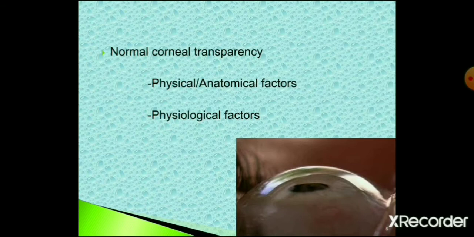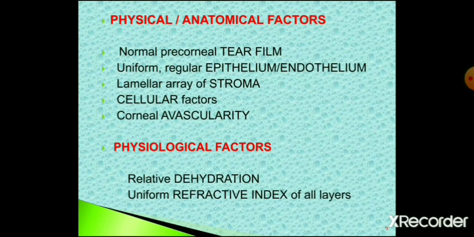So normal corneal transparency is maintained by physical and anatomical factors and physiological factors. Physical and anatomical factors are the normal precorneal tear film, uniform regular epithelium and endothelium, lamellar arrangement of stroma, cellular factors, and corneal avascularity. These are the physical or anatomical factors which influence transparency. The physiological factors are relative dehydration and uniform refractive index of all layers. So these are the various factors which maintain the transparency of the cornea.